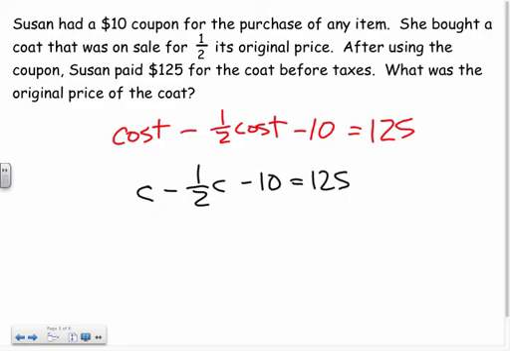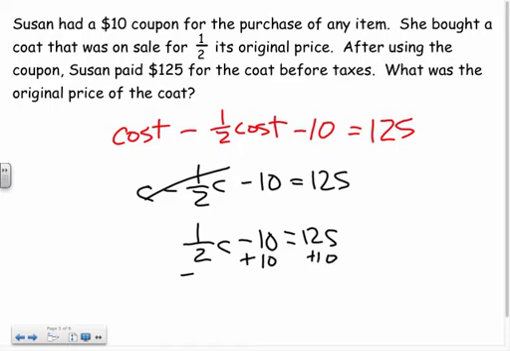Well, before I do the inverse of what's being done, I need to simplify my C's here. I have 1 whole C minus half a C, which leaves me with half a C, right? 1 minus a half leaves you with half. So combine that. Minus 10 equals 125. And now I can do the inverse of what's being done. So we add 10 to both sides, right? The inverse is adding 10. And we're left with half of C equals 135.